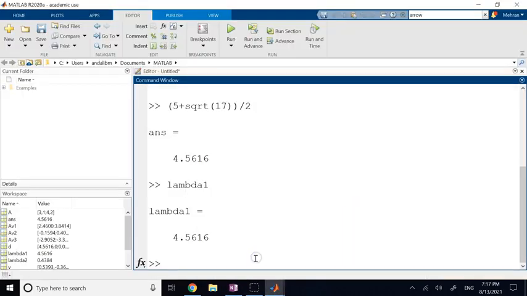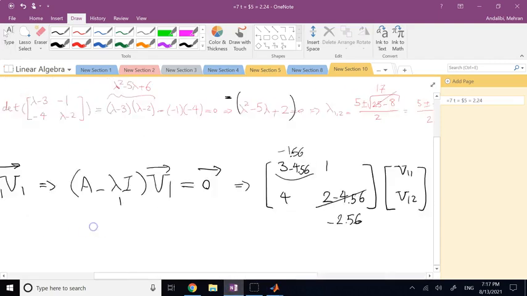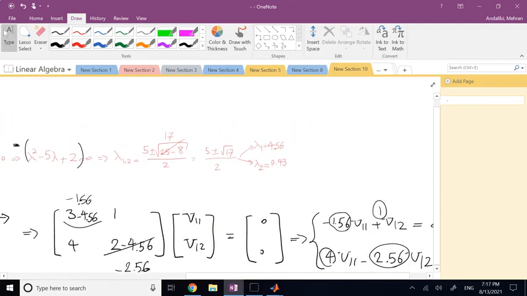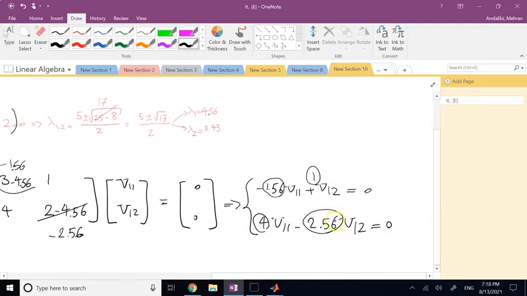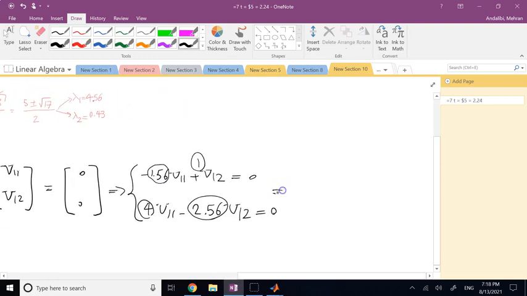Okay, let's do that. 4 divided by 2.56, you see that's 1.56. So these two equations are the same equation, and they should be, because when we set the determinant of A minus lambda I to 0, it means that only one of my two equations is independent. They are not going to be two linearly independent equations. Only one of them is really an independent equation. The other one will depend on it. So it only gives me one ratio between V1 and V2.